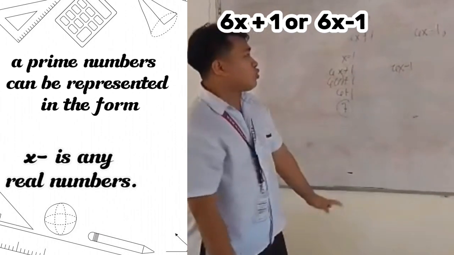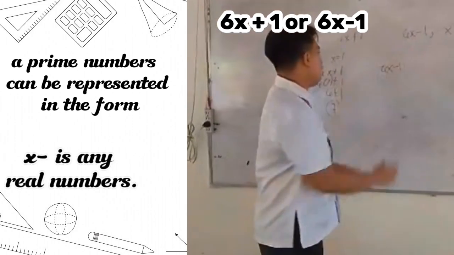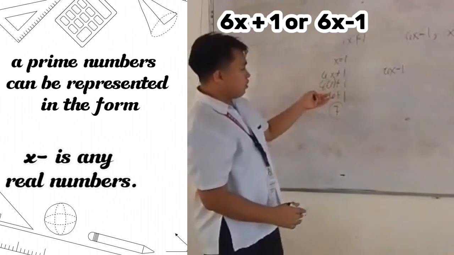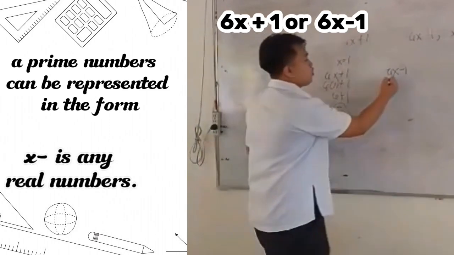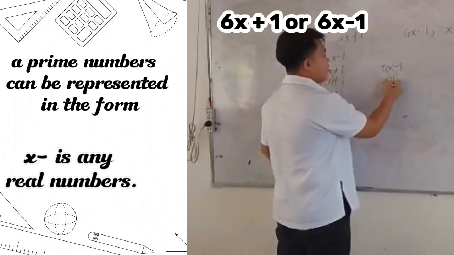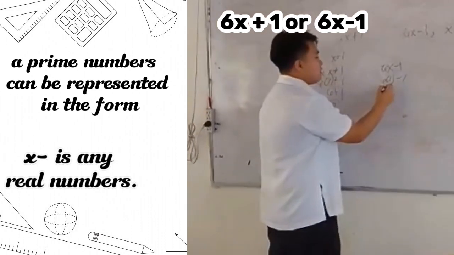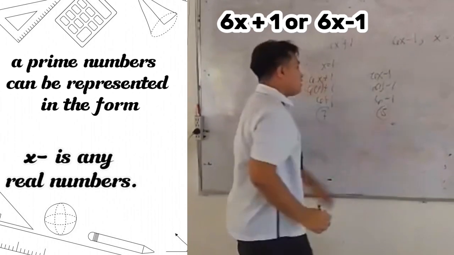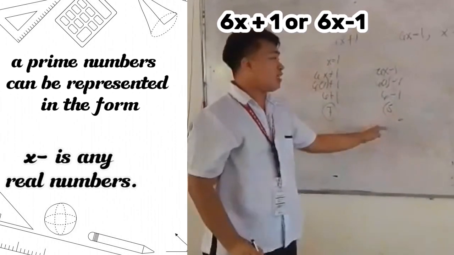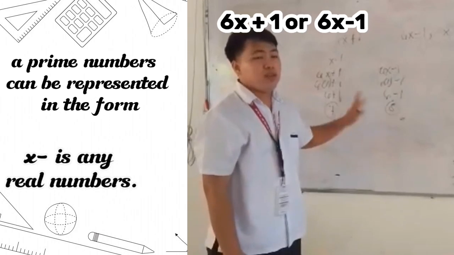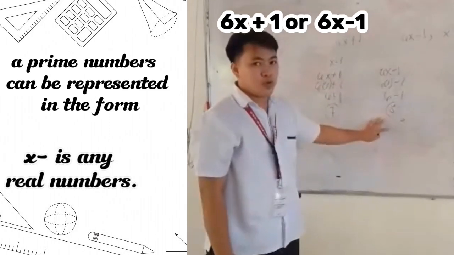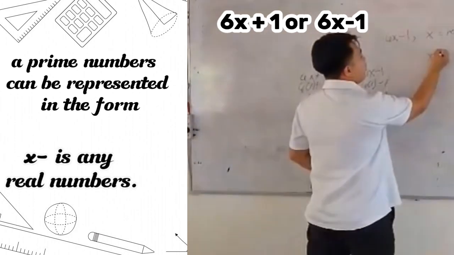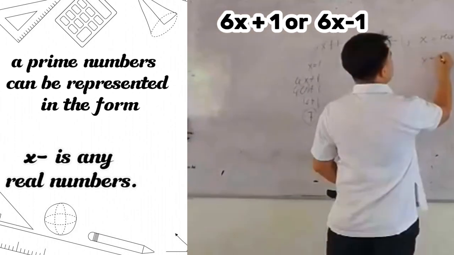How about the second formula? Same as the first formula, we are going to replace the value of x with 1. So 6 times 1, minus 1. 6 minus 1 is 5. As we can see, 5 is a prime number because it can be divisible by 1 and its own number. So how about if we put here that the value of our x is 5?